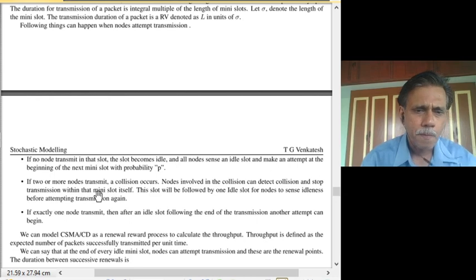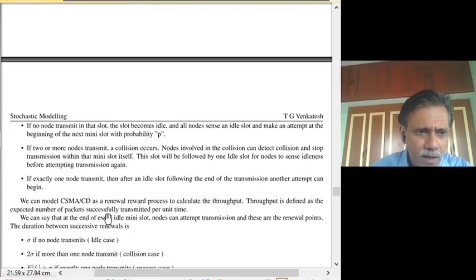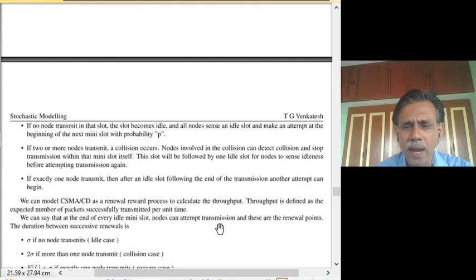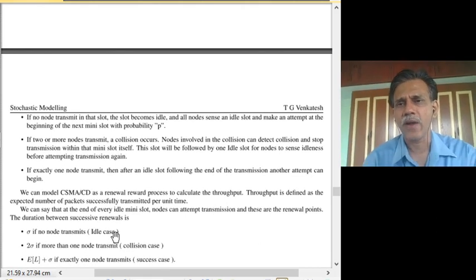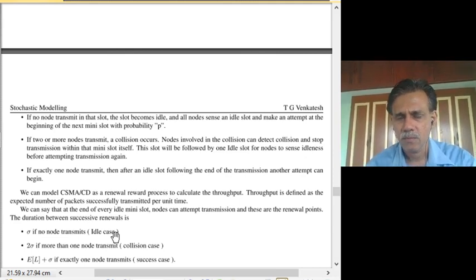So we will model it as a renewal reward process. We can say that at the end of every idle mini slot, nodes can attempt transmission, and these are the renewal points. The first thing we have to do is to find the duration of a renewal cycle. The duration is random again. That depends upon what happens in the renewal cycle.